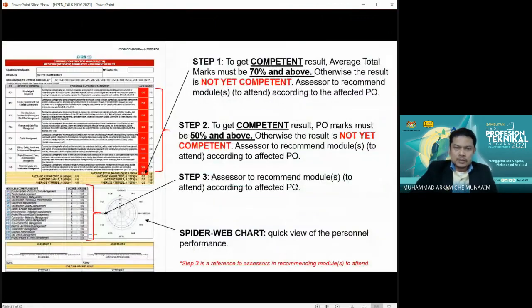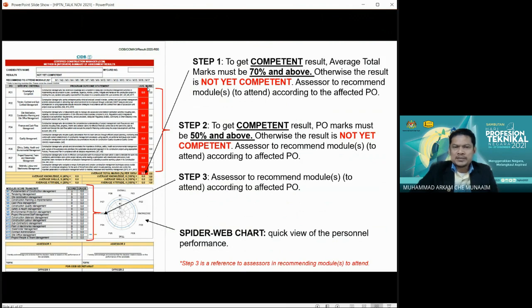So to pass, you need more than 70% as a total result and 50% as an average result, the average PO. That PO comes with a module that has been assessed through the assessment. We snapshot it to you, tap, and then put it into the marks. You get the marks right after the assessment. Everything is now computerized and put into our system, so the system can catch up very fast to finalize whether you are competent or not yet competent.